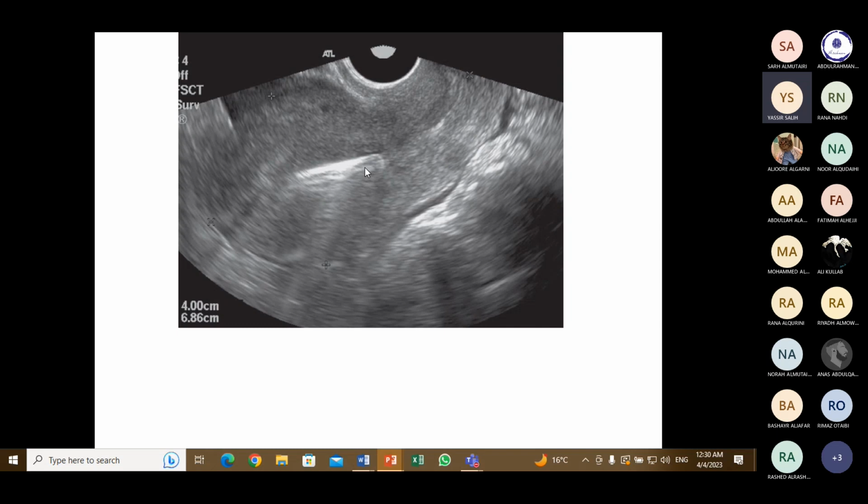What device do you see? What is the name of this device? Yes, this is an intrauterine device, an intrauterine contraceptive device. And you can see there is free fluid here. This is the recto-uterine space.